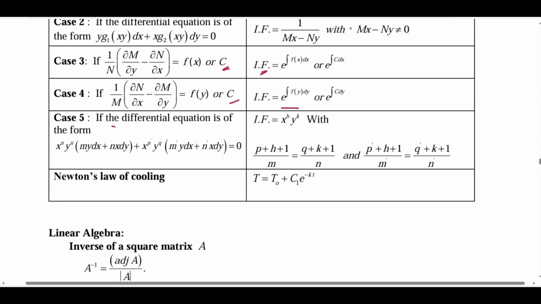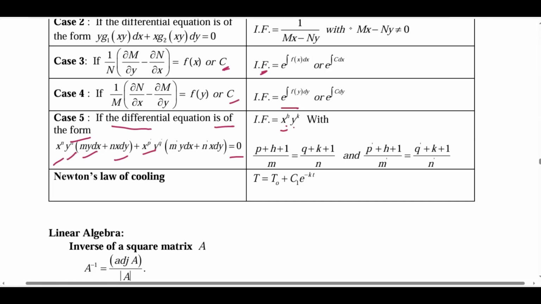If the differential equation is of the form x to the power of m y to the power of n (m y dx plus n x dy) plus x to the power of p y to the power of q (m y dx plus n x dy) equals 0, then the integrating factor will be x to the power of h y to the power of k, with (p plus h plus 1) by m equals (q plus k plus 1) by n.